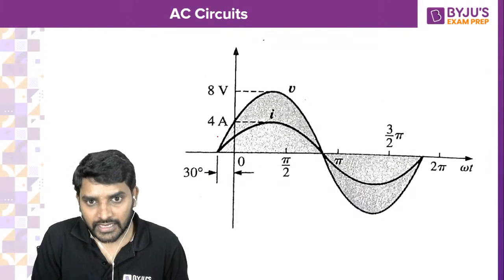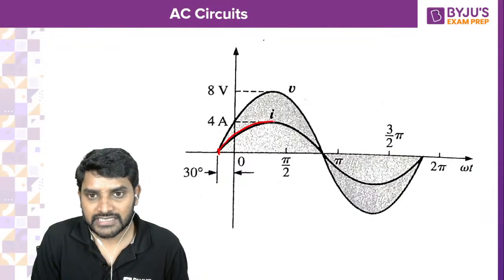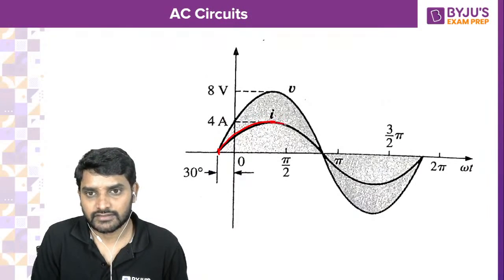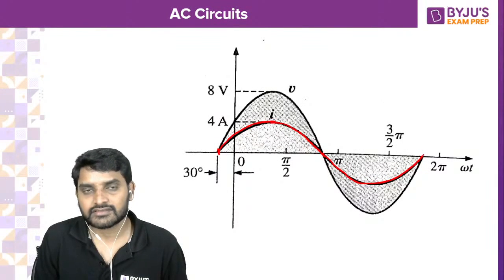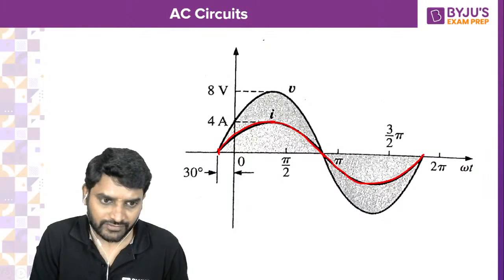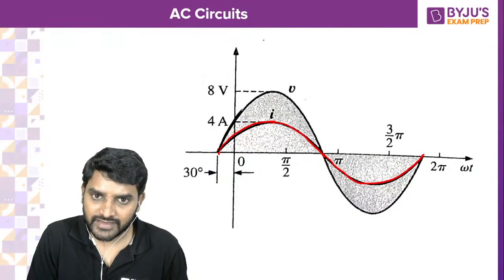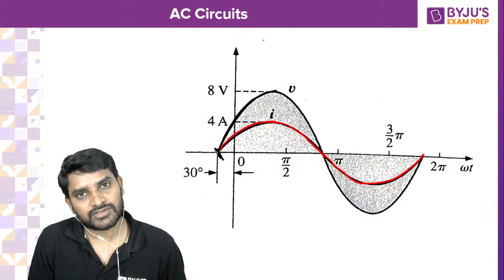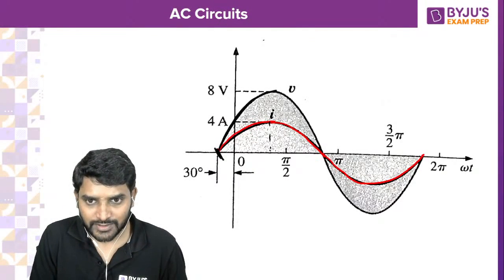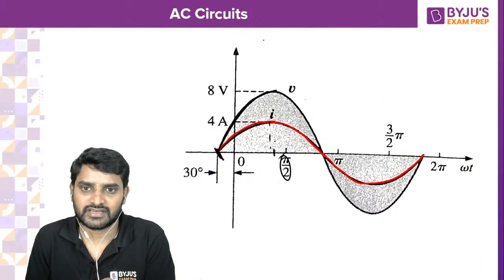You see, current starts from 30 degrees ahead and its maximum value is 4 amperes like this. At 180 degrees it is 0, and then 270 and 360. The voltage waveform is also in phase with the current. The moment when the current becomes 0, voltage is also 0. The moment when current is maximum, this is a little bit slided.